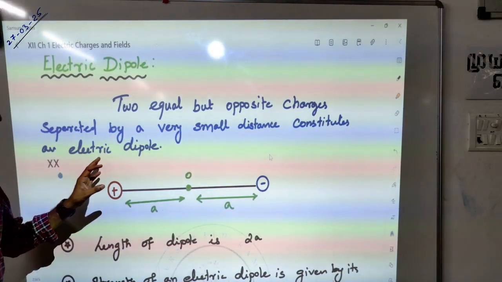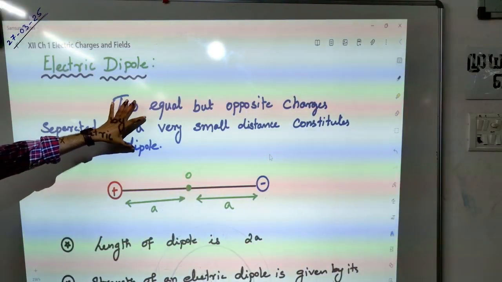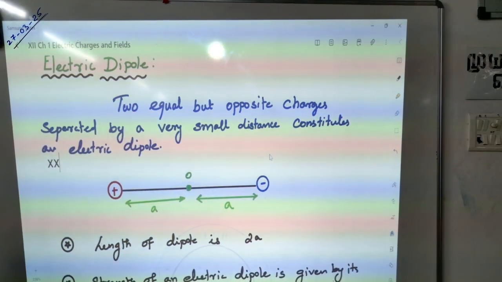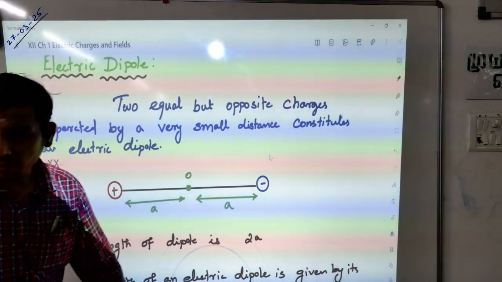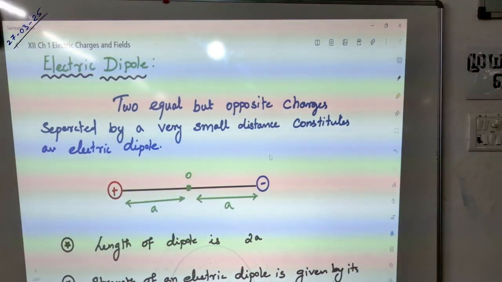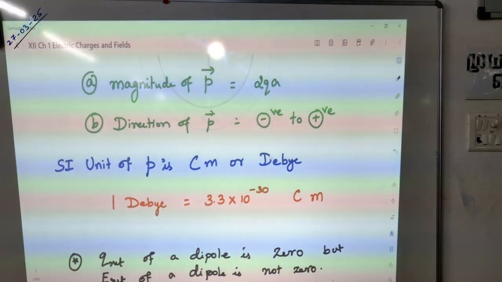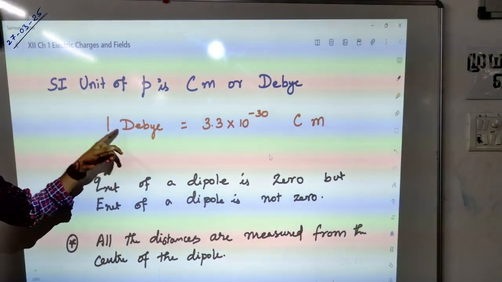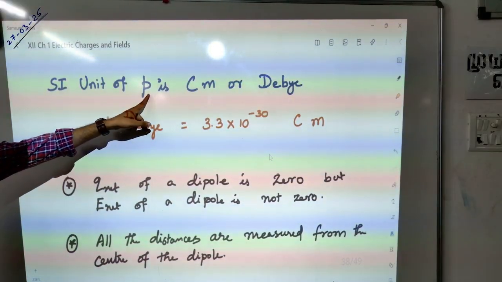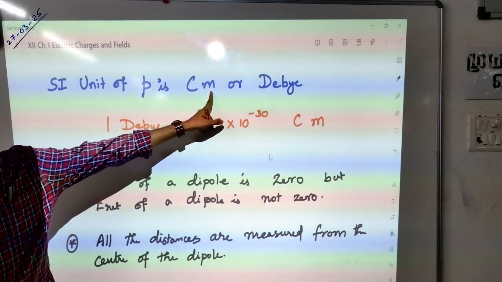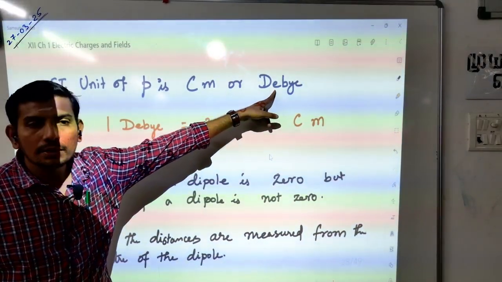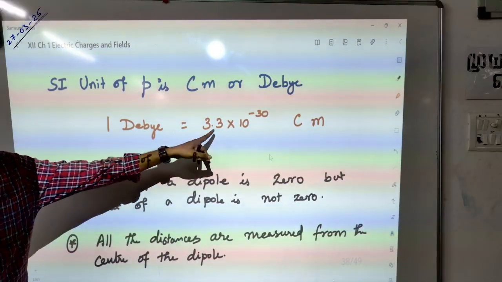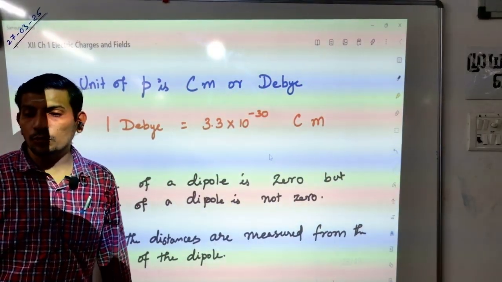So here you can see the dipoles and their basics: two equal but opposite charges separated by a very small distance. The length of the dipole and all the basic information are written here. Note down: the SI unit of the dipole moment is Coulomb meter, or we can use another unit, Debye. 1 Debye is equal to 3.3 into 10 power minus 30 Coulomb meter.